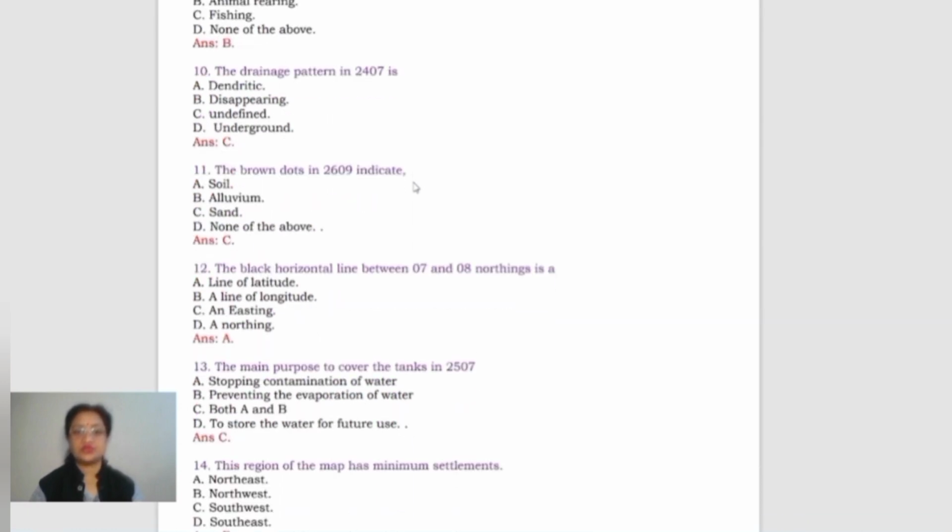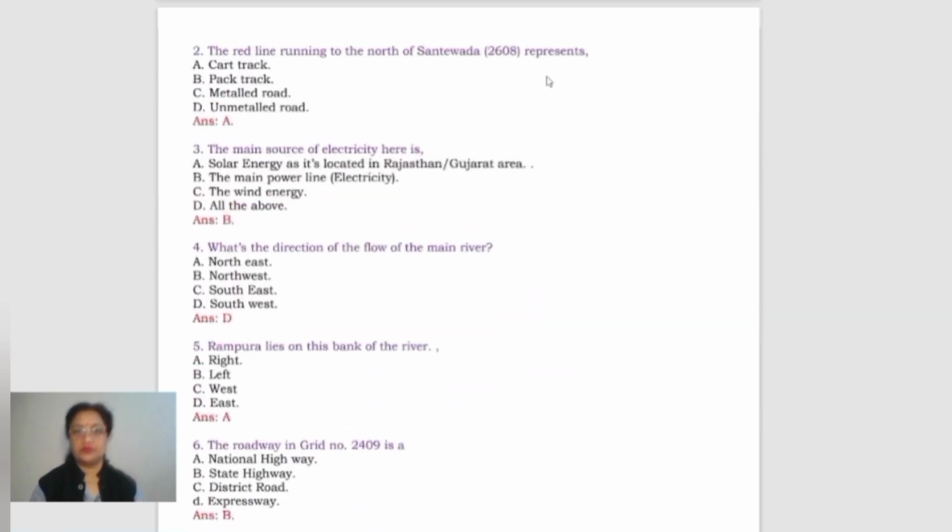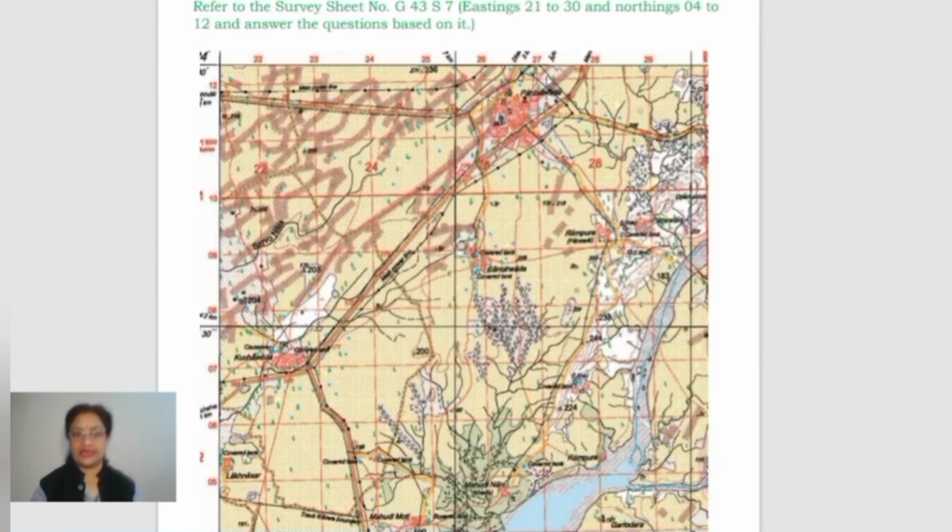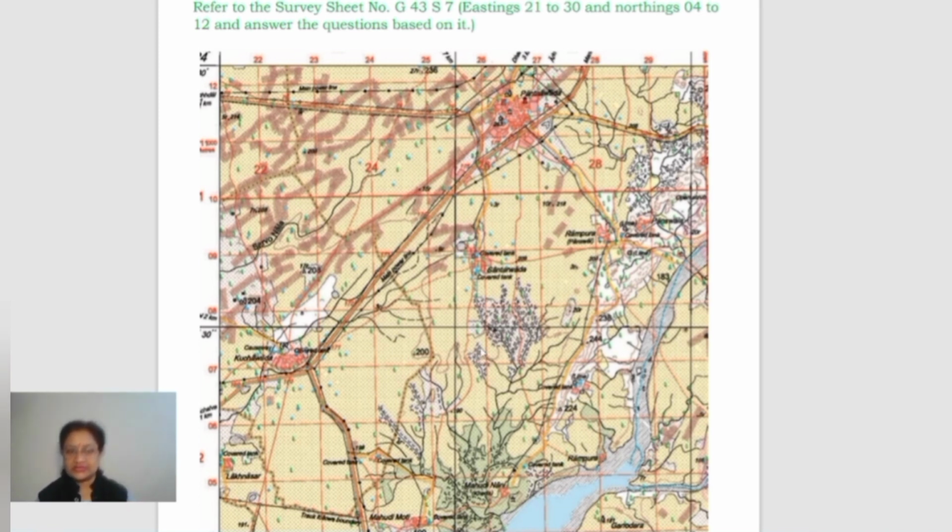Next question is, the main purpose to cover the tanks in 2507. 2507, to cover the tank. 25 is this one, this easting, and 07 is this northing. So you can see here 2507. This is the part where you will find the sandy areas there. Okay, the area is covered with sand.